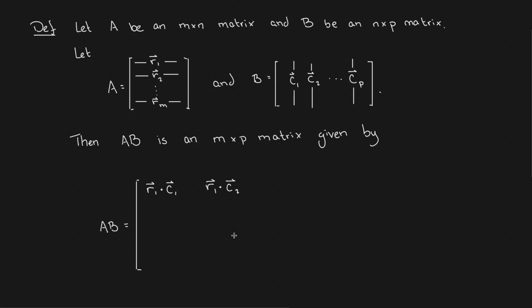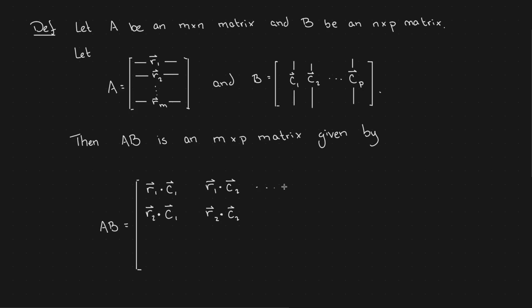Okay, so do you see the pattern? The row that you take from A tells you what row you're going to be in the product matrix. The column that you're using in the dot product from B tells you what column you're going to be in the product matrix. Okay, so if I take, for example, row 2 and take the dot product of that with column 1, that entry is going to be in row 2, column 1 of the product matrix. Row 2, column 1. Okay, and this would be row 2, column 2, and so on.